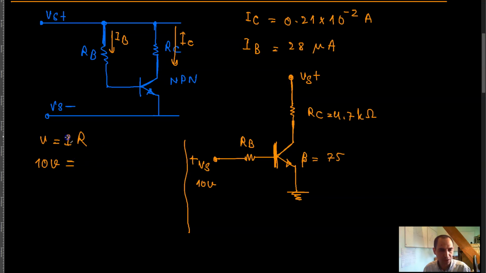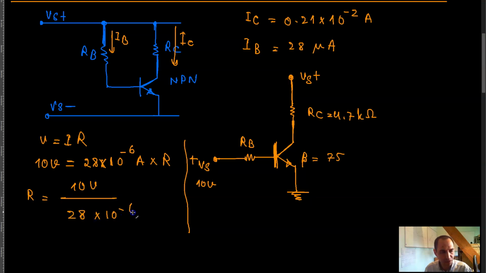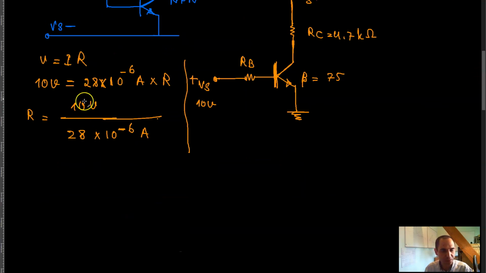And we know that the current going through the base is this current over here, which is 28 times 10 raised to the power negative 6 amps. And the resistance over here has to be picked. We have to calculate it. So R is equal to 10 volts divided by 28 times 10 raised to the power negative 6 amps, which is the same as 10 raised to the power 6 moving to the numerator, times 10 raised to the power 7.